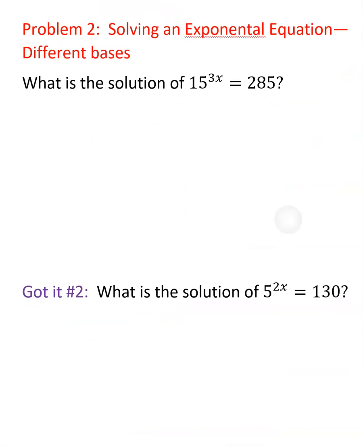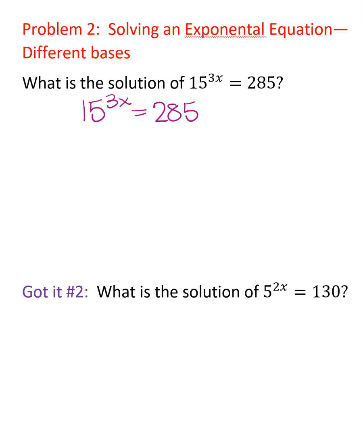Problem number 2, what do you do when you have different bases? So what is the solution of 15 raised to the 3x equals 285? 15 is 5 times 3, so that doesn't go down anymore, but 285 probably could, but even so, they don't really have anything to do with each other. So 15 raised to the 3x equals 285.